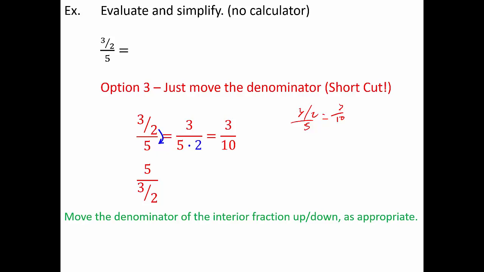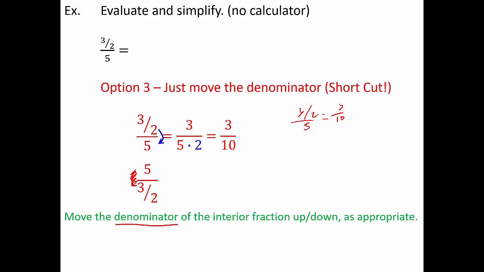Now, the common mistake here is to misinterpret the rule. The rule says to move the denominator up or down. So we move the 2 down to the 5, and we misinterpret that as being, okay, the 2 was closer to the overall fraction bar, so that's why I moved the 2. So in this case, often what people do is move the 3 up and say 15/2, final answer. But 15/2 is not the correct answer.